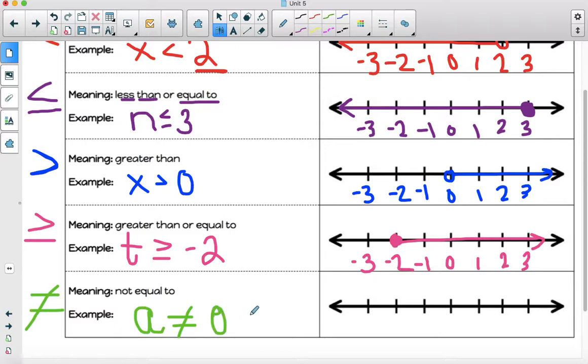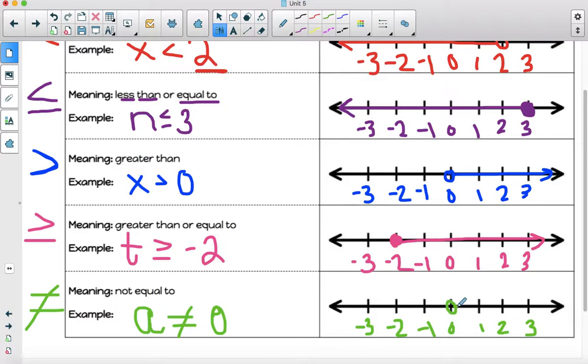Okay, so this one's a little bit different when we're graphing this. We have our number line. Okay, so I don't know a whole lot about this variable. All I do know is that it's not 0. So when we graph this, we put our circle at 0. We keep it hollow because, right, it's not equal to that. It can't be 0. And that's all I really know about it.